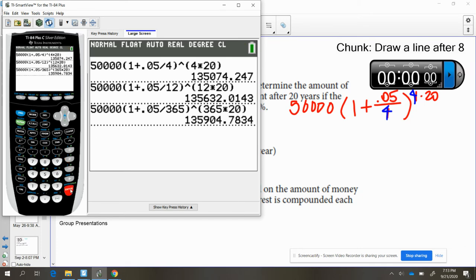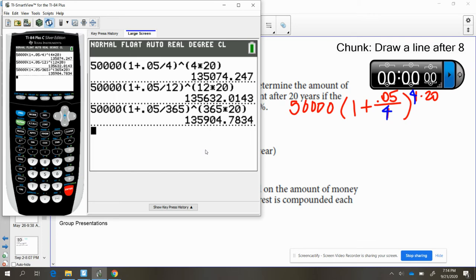And what we're going to notice here is that we have a lot less of an increase between each of these each time than we did the previous one, right? We're getting really, really close to topping out here at almost 136,000, right?